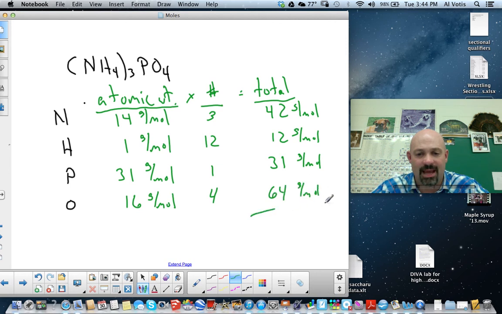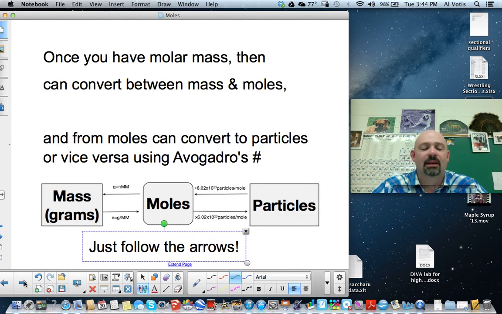Now all I have to do is add these all up to find what my molar mass is. 4 and 4 is 8, plus 1 is 9. 5 and 3 is 8, plus 6 is 14. So 1 mole of ammonium phosphate would weigh 149 grams. And we do that for any compound, any element to find its molar mass. Once we have that molar mass, then we can do those conversions between mass and moles. We just want to follow our arrows in this case.